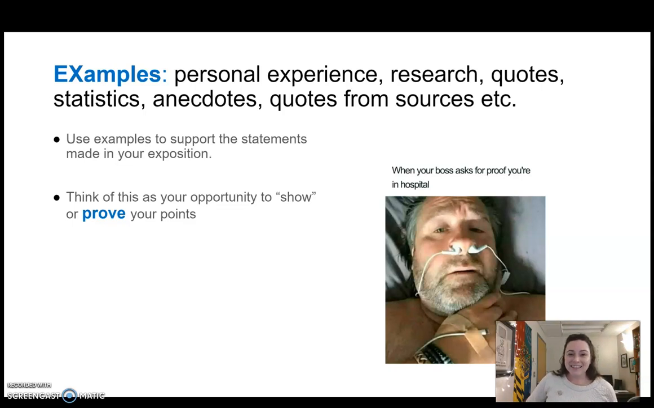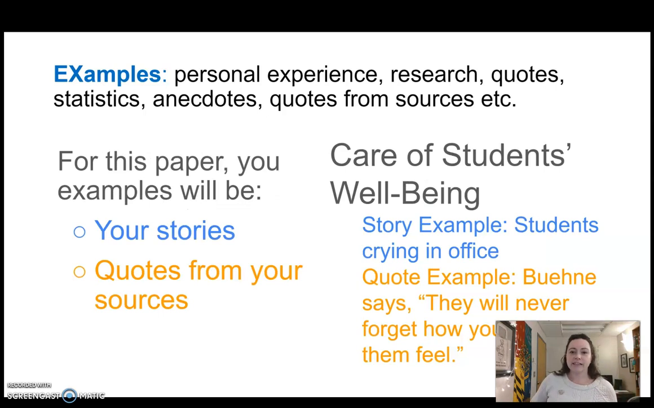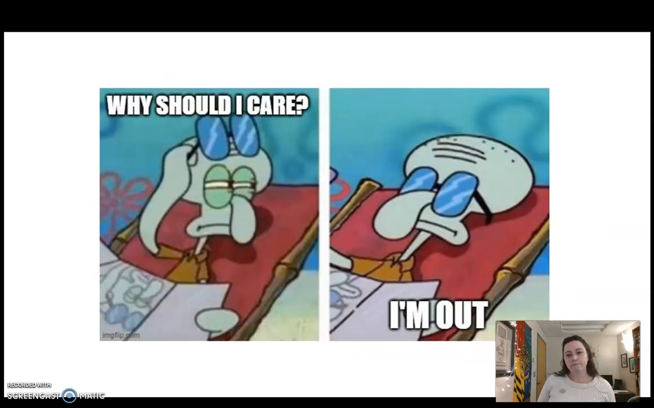You use these examples to support the statements made in your exposition. This is kind of like showing versus telling. You use examples to prove your point. So for example, your examples will include your stories, like stories of your personal experiences, as well as quotes from your sources. All of those play into being examples that help prove your point.